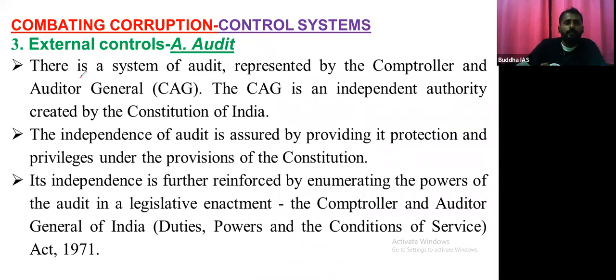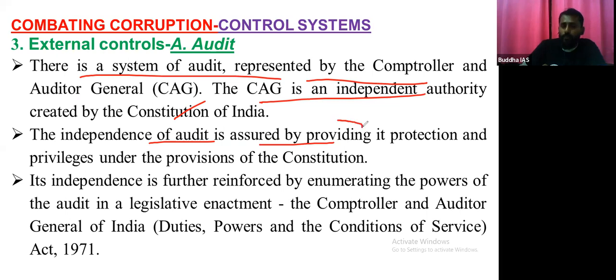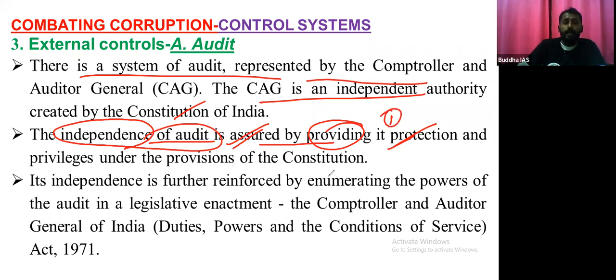Okay. There is a system of audit represented by CAG. CAG is an independent authority created by the Constitution. The independence of audit is assured by providing it protection. How is the independence of audit assured? Number one, by protection and also privileges under the provisions of the Constitution. Number two, its independence is further reinforced by enumerating the powers of the audit in a legislative enactment.